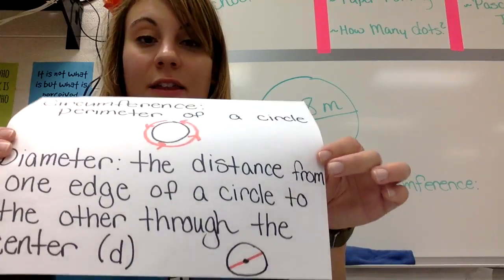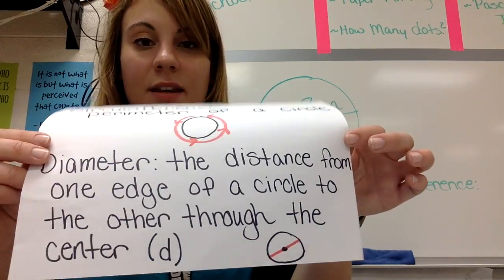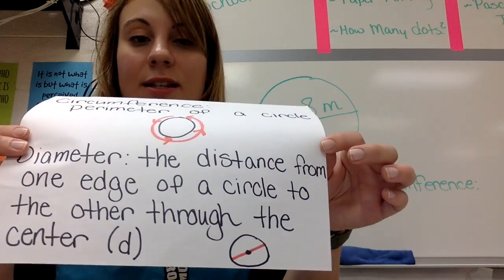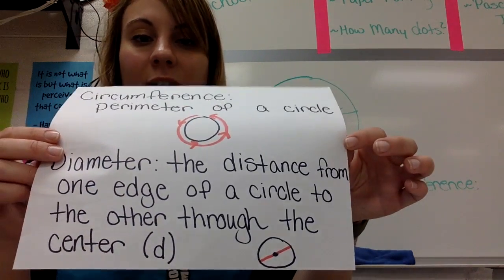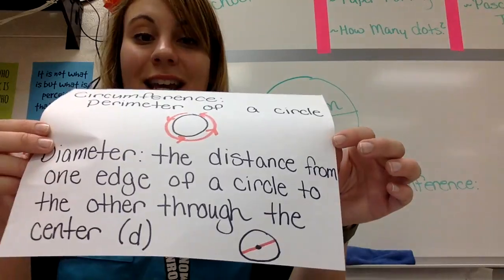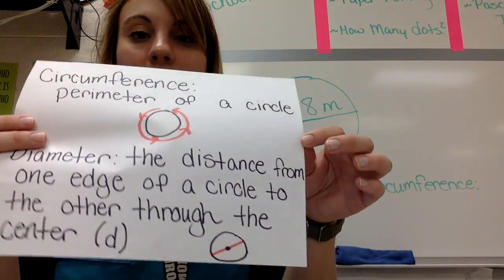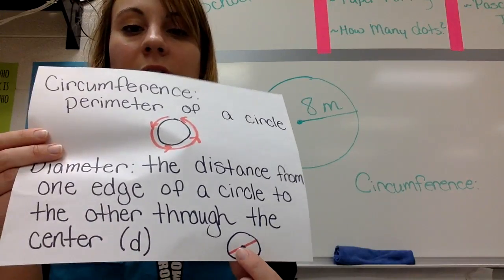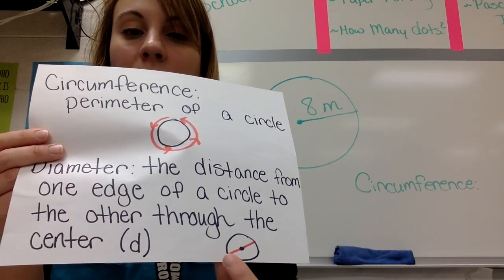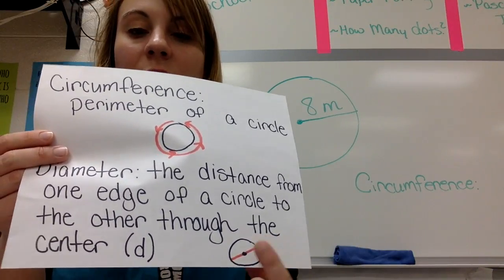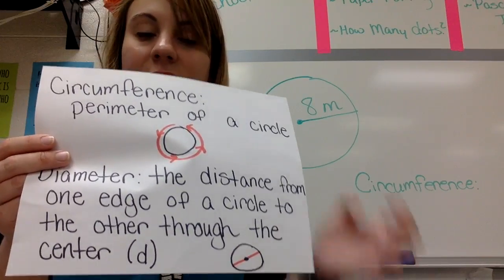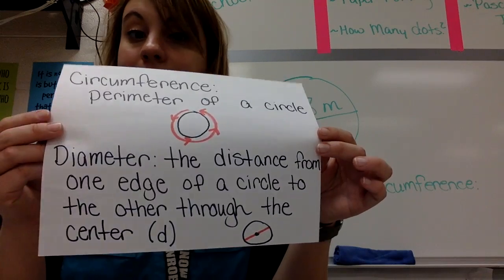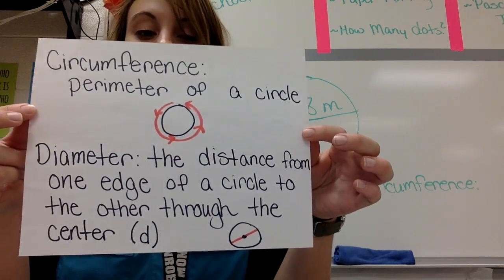Next, the diameter is the distance from one edge of the circle to the other through the center. We commonly abbreviate this with the letter D. I have a little picture here for you. Kind of looks like a Pokeball. Notice we have our circle. We go from one edge to the other, but we have to pass through the center. This is going to give us the widest part of our circle, which we call the diameter. All right, so two definitions for you.